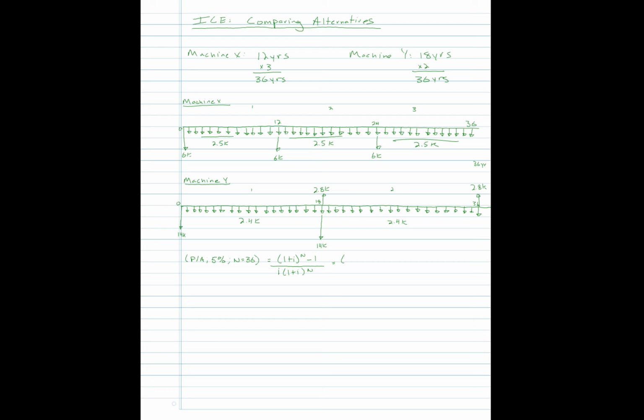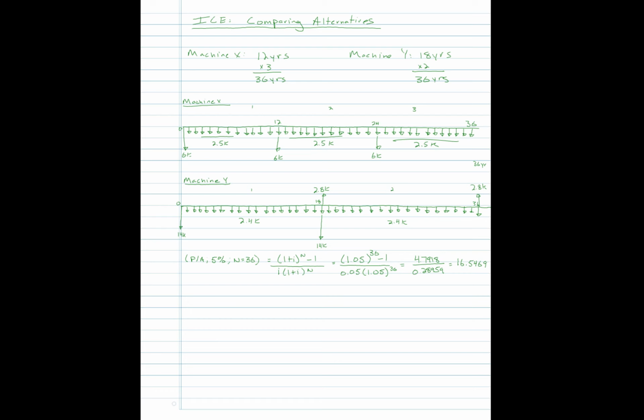In this case we've got 1.05 because the interest rate given for this problem is 5%. N is 36 years, so 1.05 to the 36th power minus 1, over 0.05 times 1.05 to the 36th power. Alright? We'll get 4.7918 in the numerator and 0.28959 in the denominator, which is 16.5469.